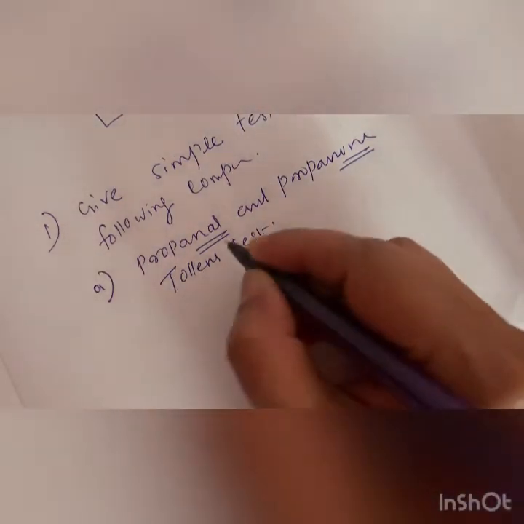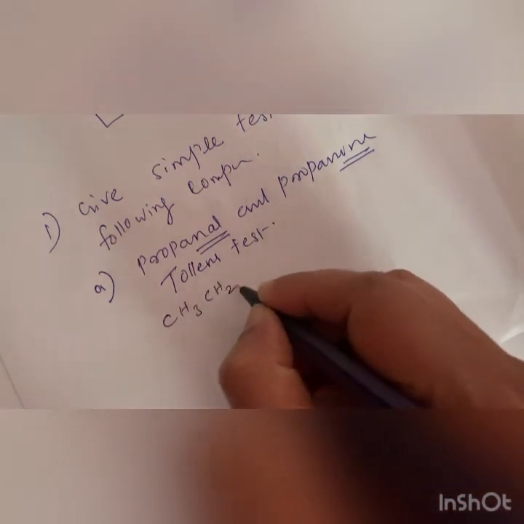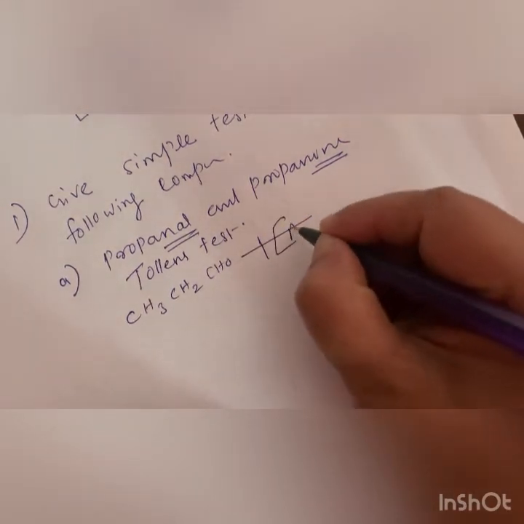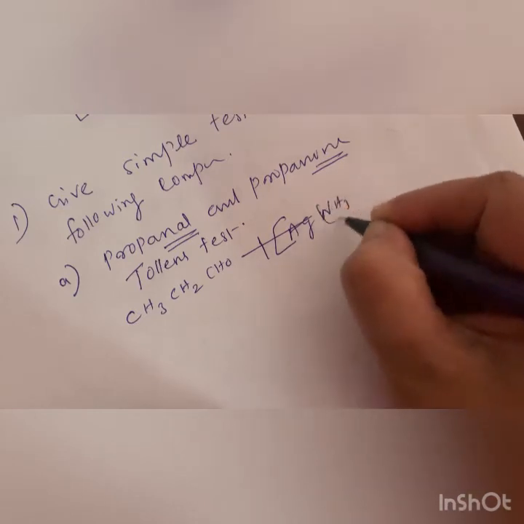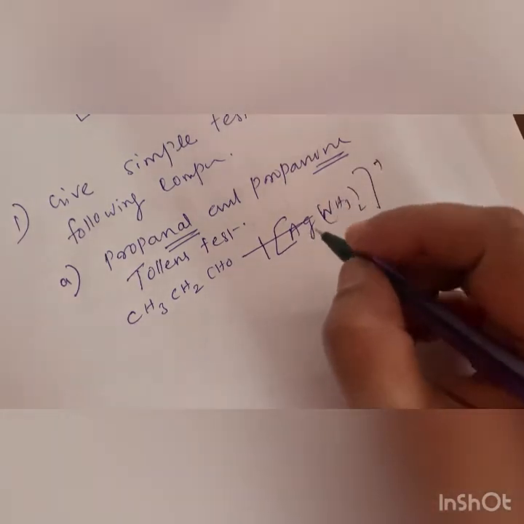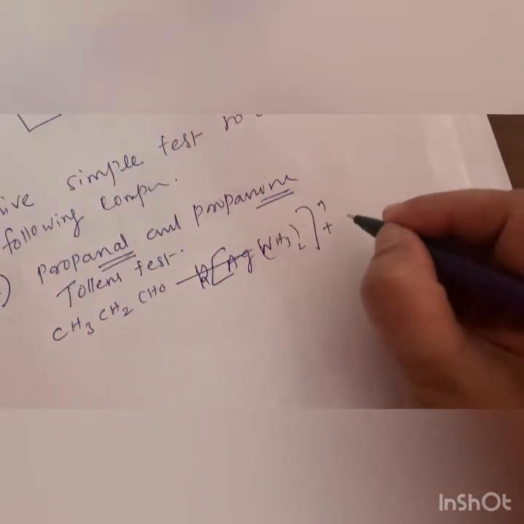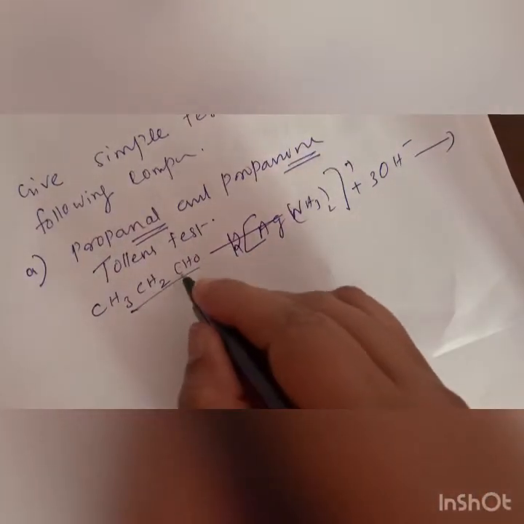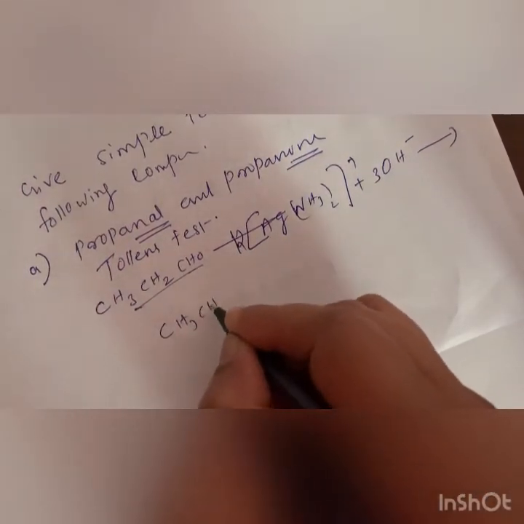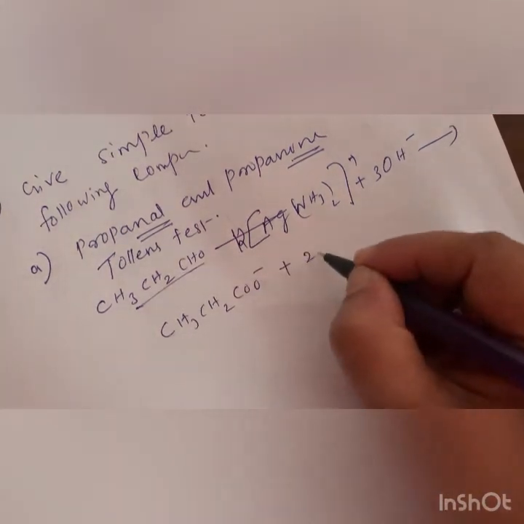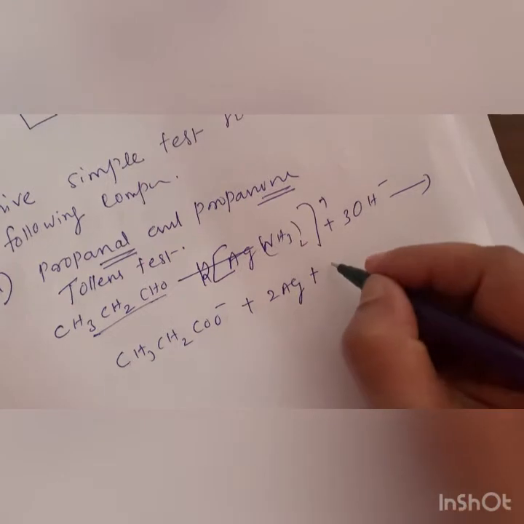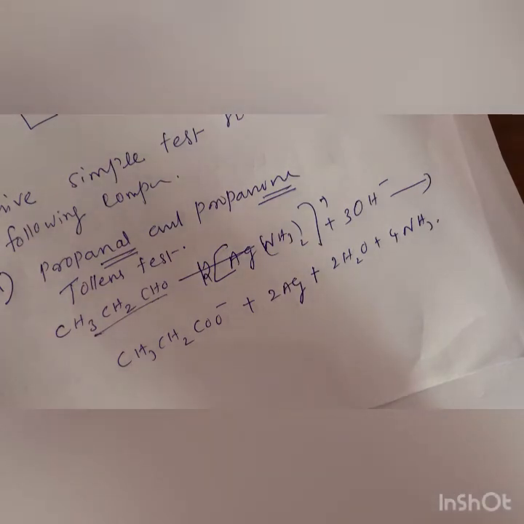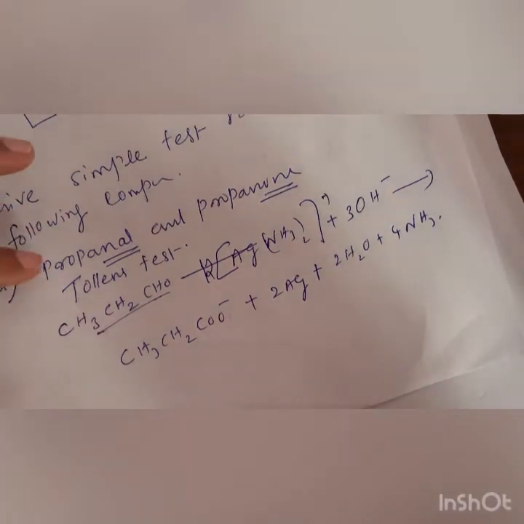What is the test? You remember now? What is propanal? CH3CH2CHO is propanal. You use the complex Ag(NH3)2 plus, two of these, plus three OH minus should be there. Then what happened? This group becomes an acid group, CH3CH2COO minus, plus 2 Ag, silver deposition will be there, plus 2 molecules of water and 4 molecules of ammonia. If they are asking for the reaction, you can write like this. Otherwise you can simply write Tollens test.